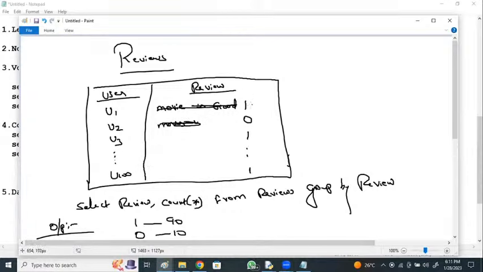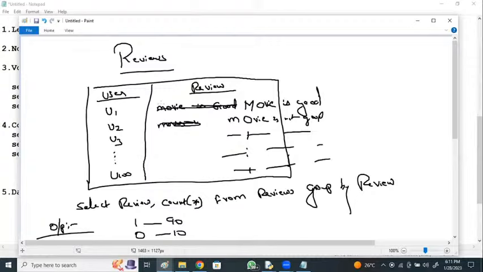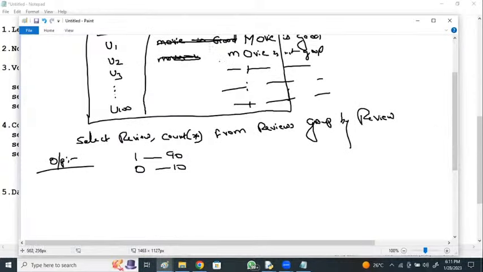But if the reviews are not given in zeros and ones, right? They give the reviews in their own text format. First person saying movie is good. Second person saying movie is not good. So in this way, they are giving the review in their own text format. So here, 90 people saying movie is good and 10 people saying the movie is bad, right?